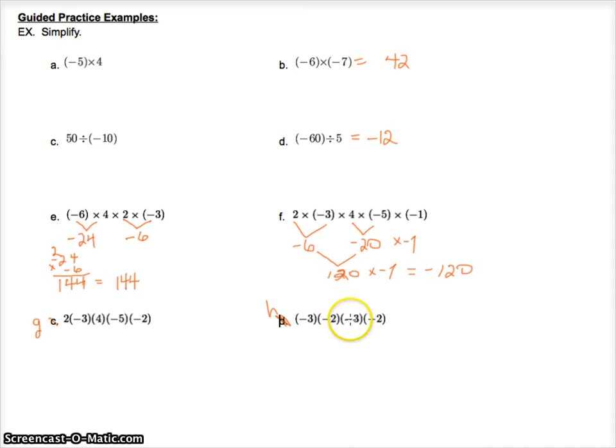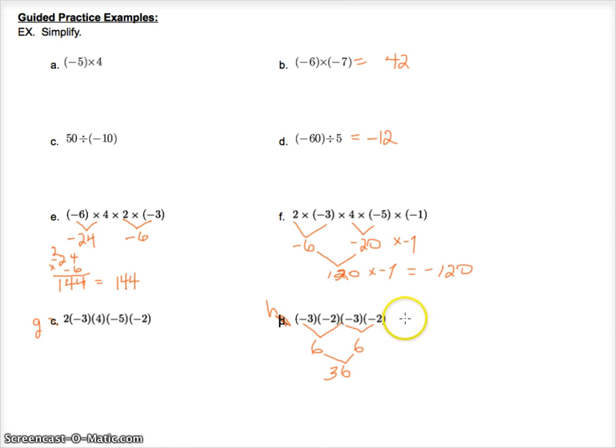I've got 4 negative numbers, so let's predict based on the number of negative numbers what answer I'm going to have. So write down your predictions off to the side, whether it's going to be positive or negative, and then let's go see what we get. Negative 3 times negative 2 is going to be 6. Negative 3 times negative 2, also positive 6. 6 times 6 is 36.